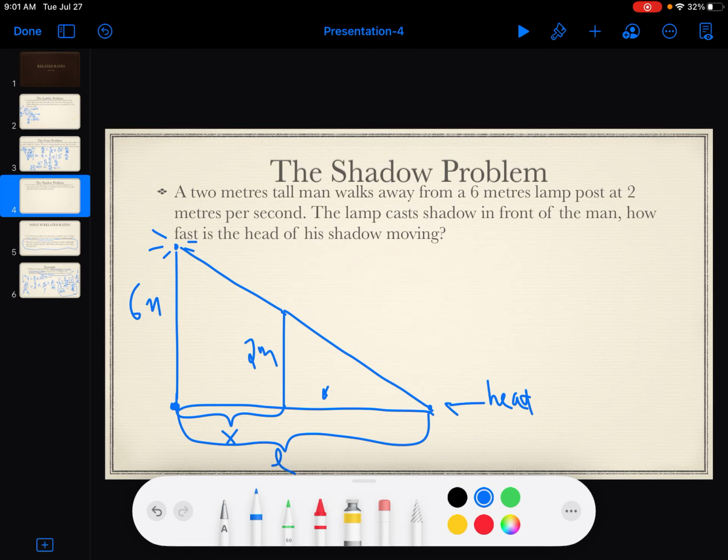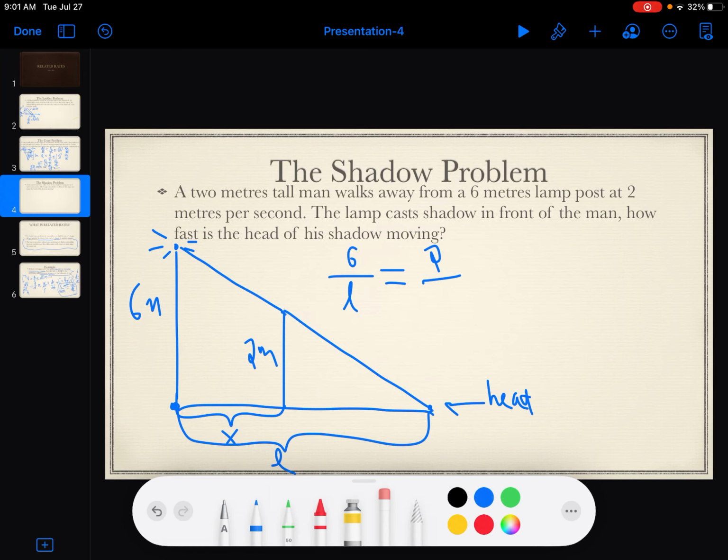But even with that, let's write out what we've got so far. Let's start with the big triangle. The big triangle has a side of 6 and another side, the bottom side, with length L. Now what about the other triangle? Well, it has one side that is 2 meters, which is the man and his height. And we don't exactly have the other side. We don't have this, but we can figure it out.